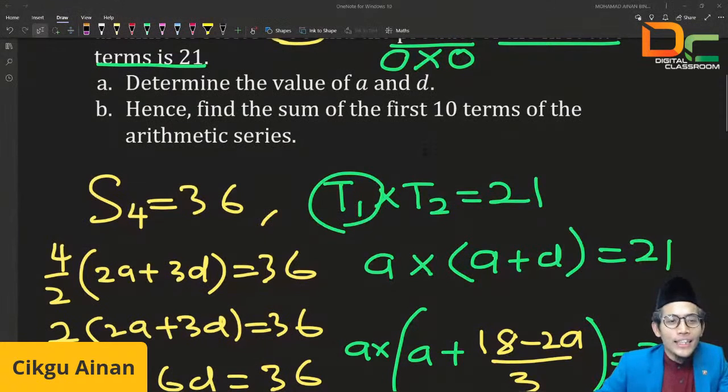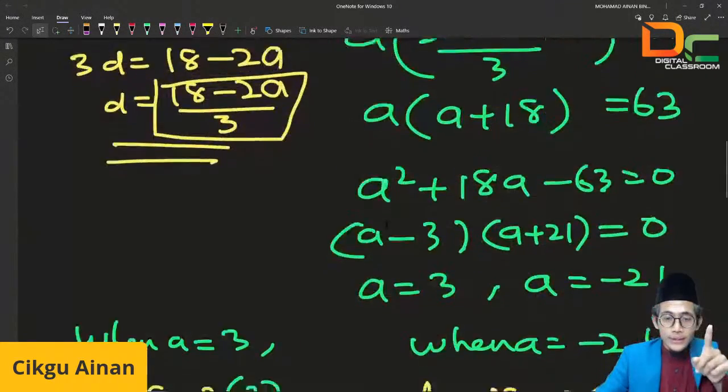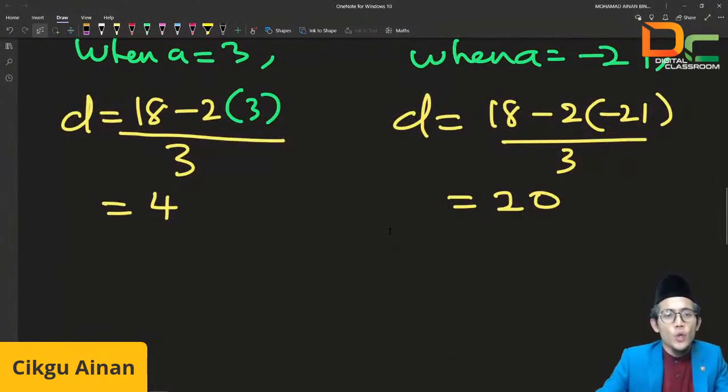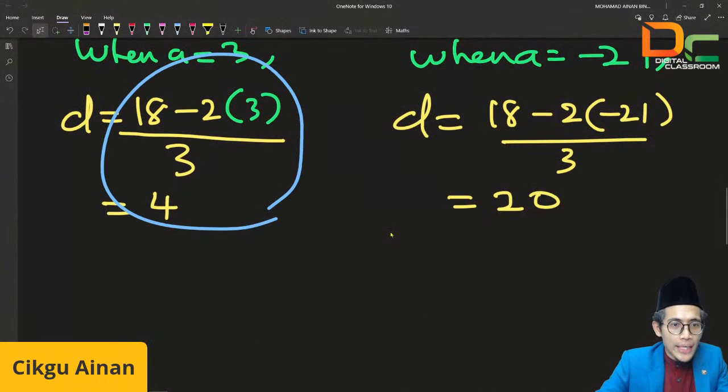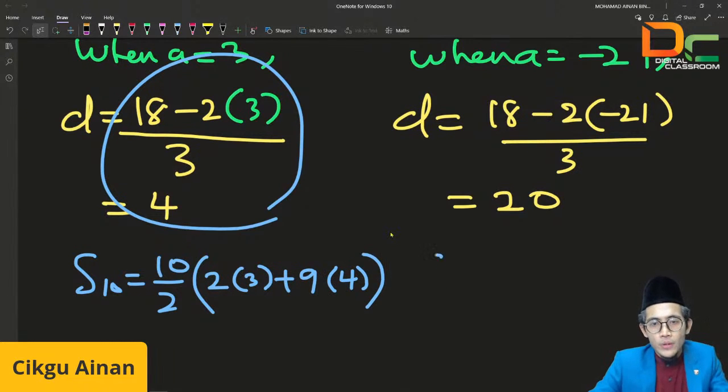Now, hence find the sum of the first 10 terms of the arithmetic series. So this one wants the sum of the first 10, so S10. For each one of them. Don't find just one, because we get 2, right? So when A is 3, we get the S10. So 10 over 2, 2A, A is 3, plus 9, D is 4. What is this? Someone help.